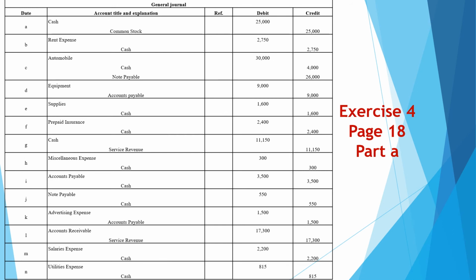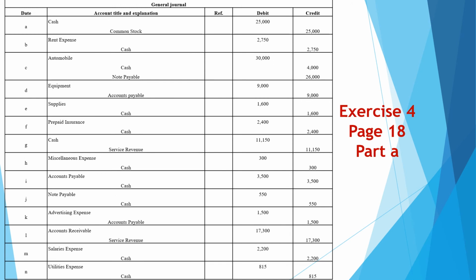Transaction K. Received invoice for advertising service due in August, 1,500. So today we received the advertising invoice. What does this mean? This means that we put an advertising for our company, maybe in a newspaper, maybe on TV, whatever. However, today we incur an advertising expense, so we have to record in debit advertising expense.